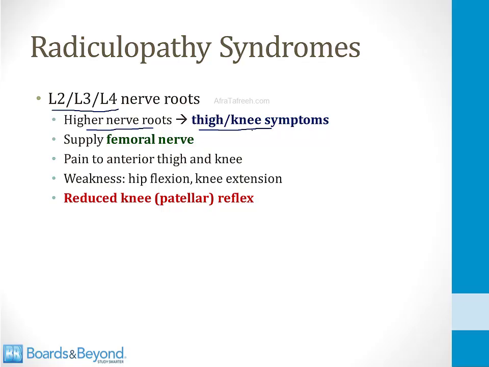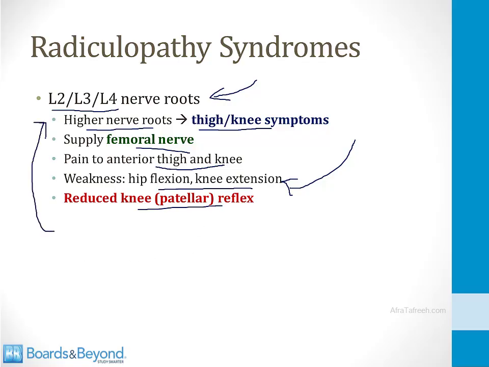If you've watched the video on the lumbosacral plexus, in that video I talk about how the femoral nerve derives from all of these nerve roots. So many of these symptoms are related to dysfunction of the femoral nerve. There can be pain in the anterior thigh and knee. There can be weakness of hip flexion and knee extension. These are all actions carried out by muscles innervated by the femoral nerve. Finally, you may see a reduced or absent knee or patellar reflex. This reflex is elicited through the femoral nerve, and therefore if one of these nerve roots is impacted, that can lead to a decreased patellar reflex.